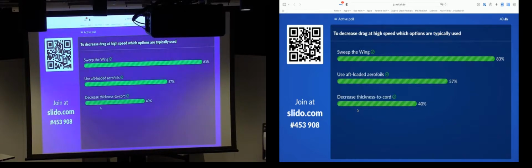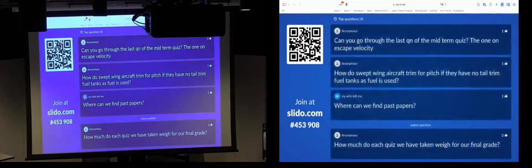We will close this one, see if there are any questions. Can you go through the last question on the midterm quiz, the one on escape velocity? We can in the future. Not all of you will have gotten that question.